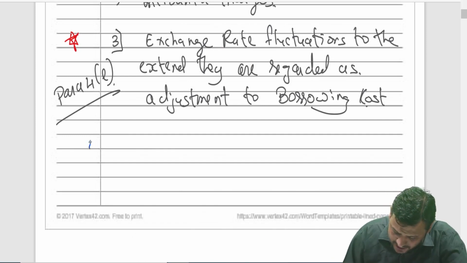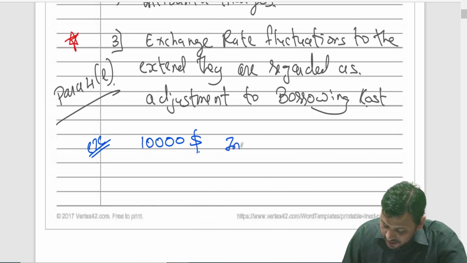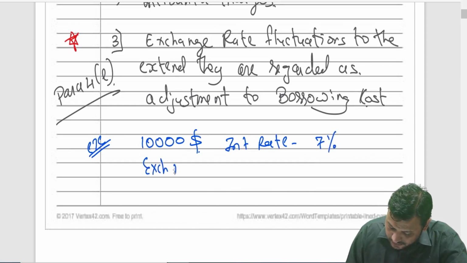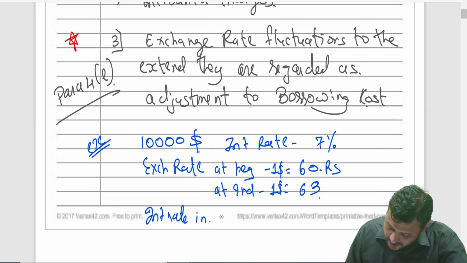Let me just give a small example to complete this. Say I borrowed $10,000. Interest rate, say 7%. Exchange rate at the beginning of the year, say 60. At the end, say it is 63. $1 is 63. Yeah? Interest rate in our country, Bharat, is 10%.